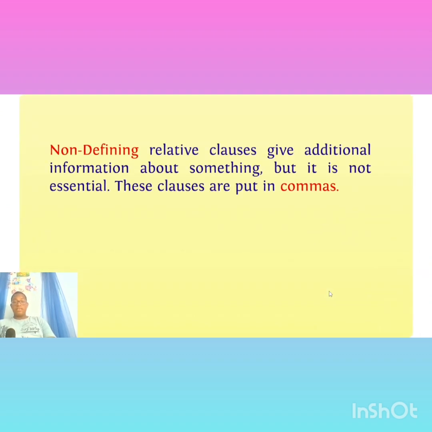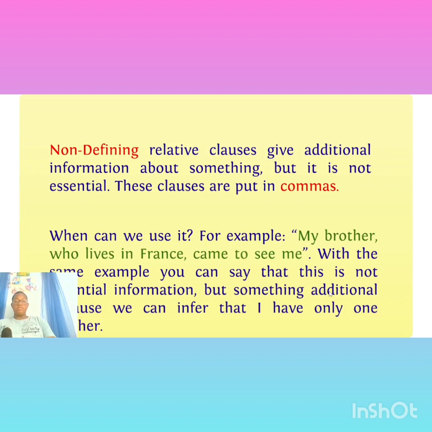Non-defining relative clauses give additional information about something, but it's not essential. These clauses are put in commas. We can use it in cases like, my brother, comma, who lives in France, comma, came to see me. That's an embedded clause, but it's also a relative clause. With the same example, you can say that this is not essential information, but something additional, because now we infer that the person in the sentence only has one brother.